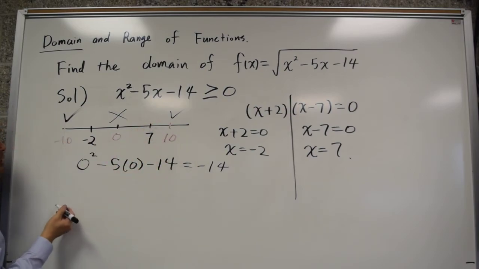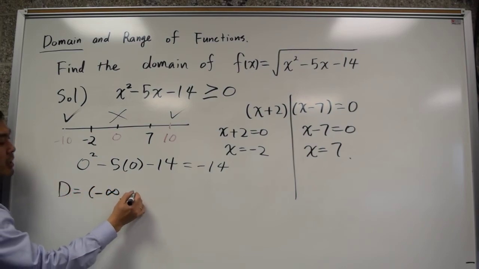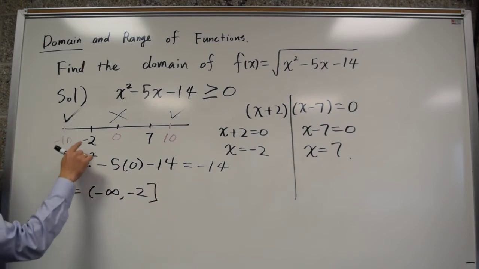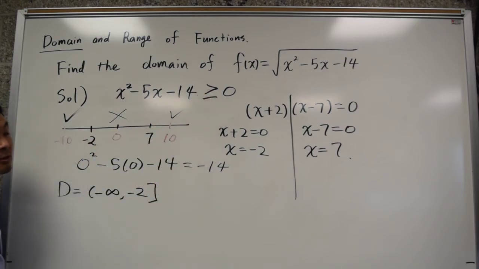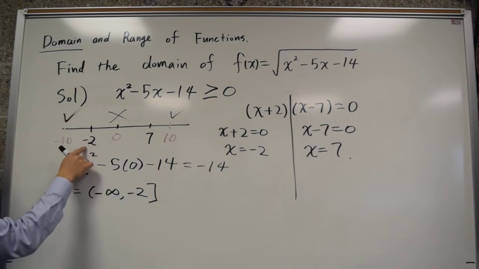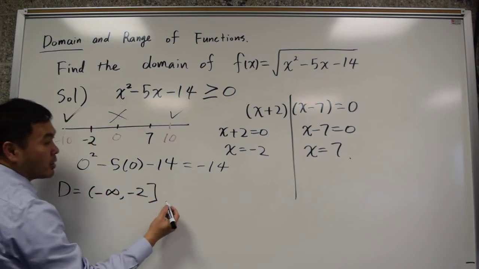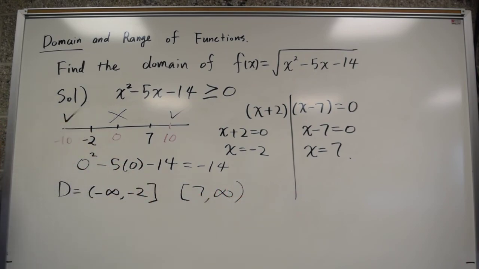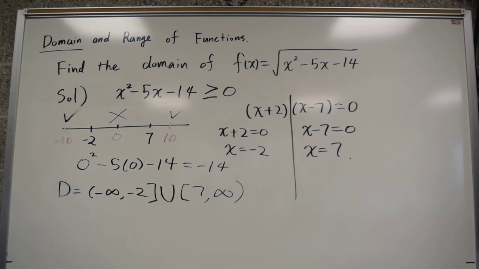So the answer would be: domain is equal to negative infinity up till negative 2. And I need the square bracket because negative 2 is included. Whenever you have greater or equal, it means that 0 is okay. So negative 2 makes this left side 0 and it's okay, so I use a square bracket. And the second one is 7 until infinity. Again, I use a square bracket because 7 is okay, and you union the two, and that's the answer for the domain.